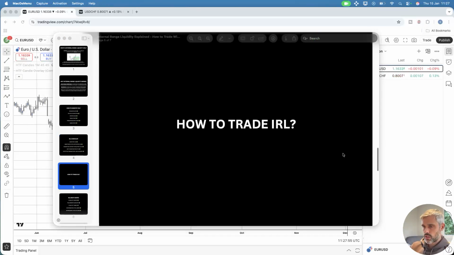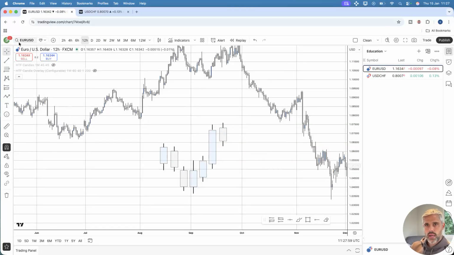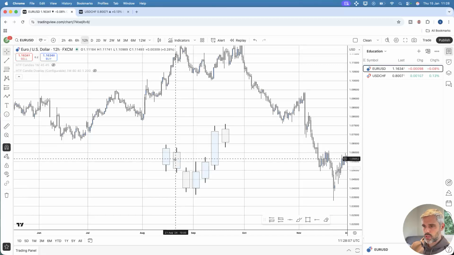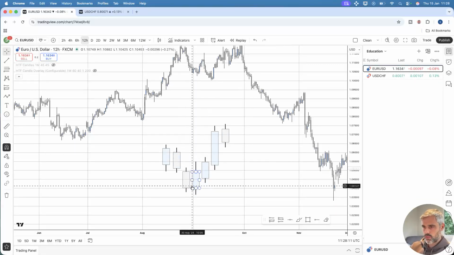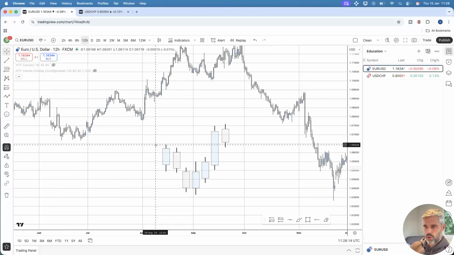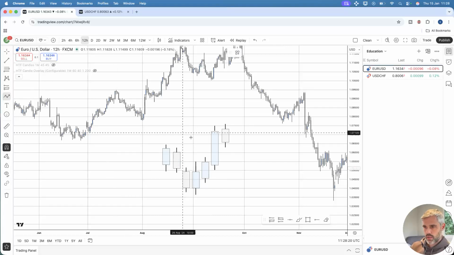So now let's take a look at how to trade internal range liquidity. So we're going to look at a bullish price action example on Euro USD, and then a bearish example on USD CHF. And before I do that, I just want to cover in a bit more detail how price legs are formed, why they're formed, and what internal range liquidity is created in the formation of those price legs. And this is, of course, just a visual example.